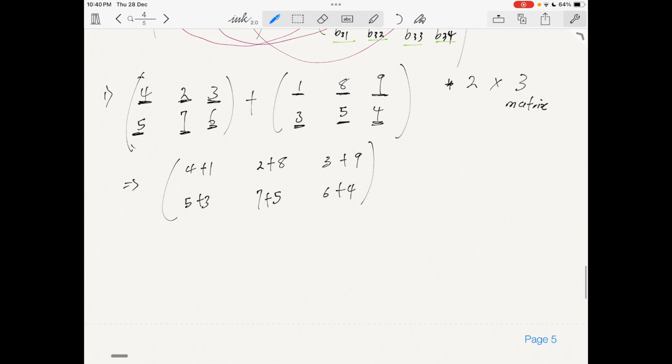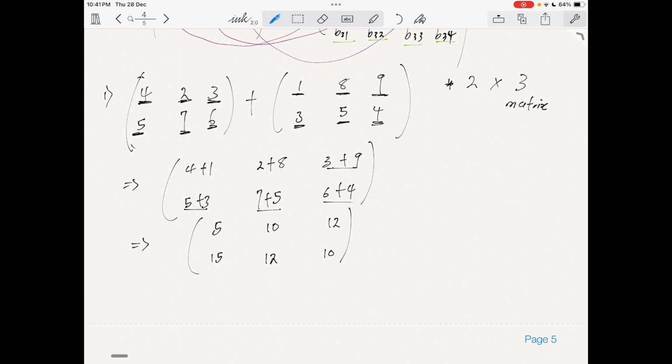So in that case we'll have 5, and 2 plus 8 is 10. 3 plus 9 will give us 12. 5 plus 3 will give us 8. 7 plus 5 will give us 12. 6 plus 4 will give us 10.